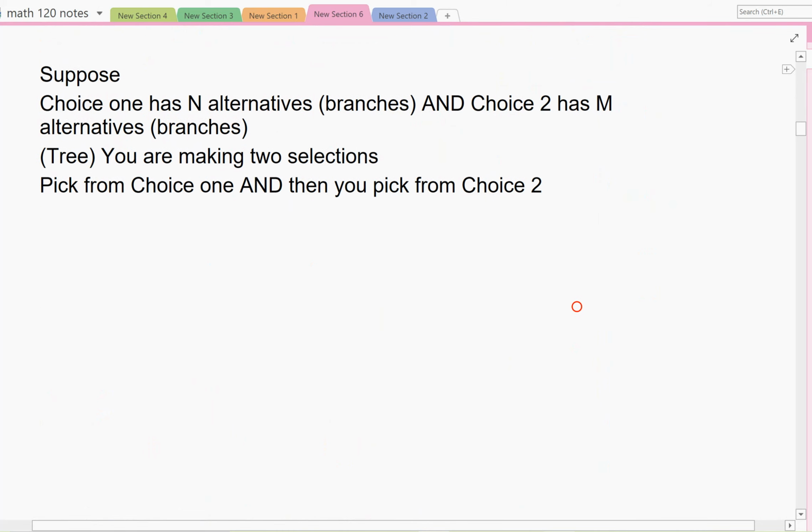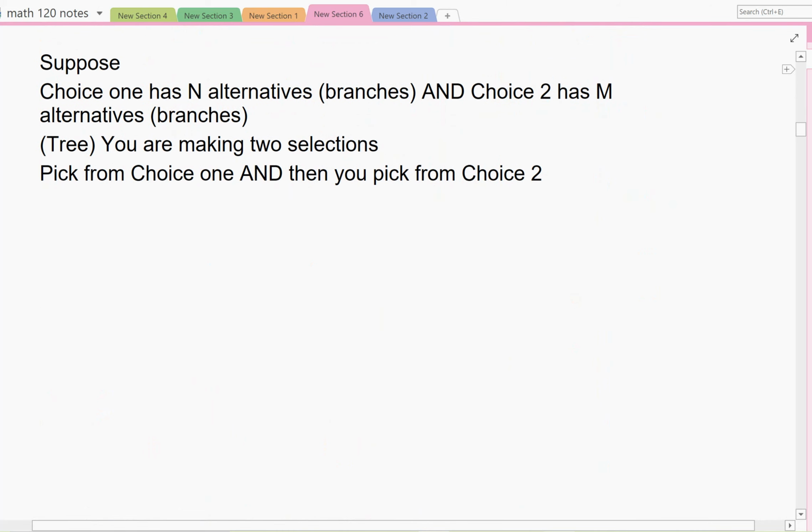All right, so to do a generic example, suppose choice one had N alternatives and branches, and then choice two has M branches. I have to pick something from choice one, and then you pick, so it's different than or. Or means I'm only making one choice. I'm either going to pick from this group or that group. This means I'm making 2 picks. Something's going to happen from choice one, and something's going to happen from choice two.